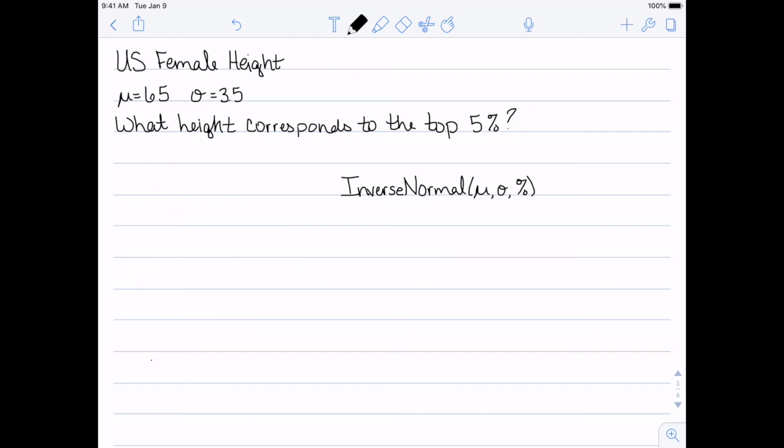This time I want to know what height corresponds to the top 5%. Once again, we're going to use our inverse normal command. We're going to start by drawing a quick picture. This time, I don't know my data value, but I know that the top percentage here that's shaded is 5%. Just like with the normal command, inverse normal always talks about area to the left of the line. So I have to use the fact that if this is the top 5%, it's also the bottom 95%. So when I use my inverse normal command, I need to actually refer to the 0.95 instead of the 0.05.